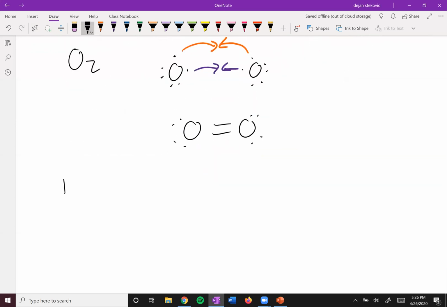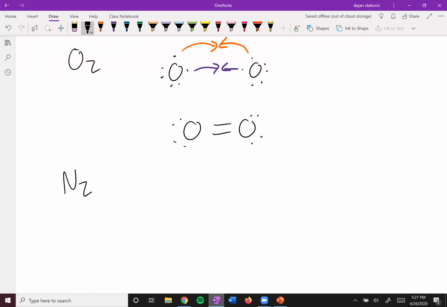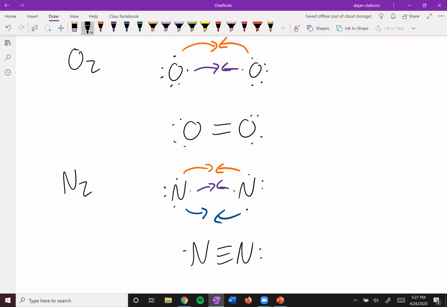And then something like nitrogen, also a diatomic gas, exists as N2. If we look at where nitrogen is, it's 1, 2, 3 electrons from a filled valence shell. So it's generally going to want to form 3 bonds. And so when it's bonding with itself, it's going to do a triple bond. So it looks something like this, right? Where both of these nitrogens have a filled valence shell, a full octet.